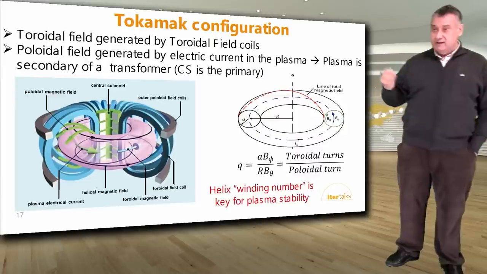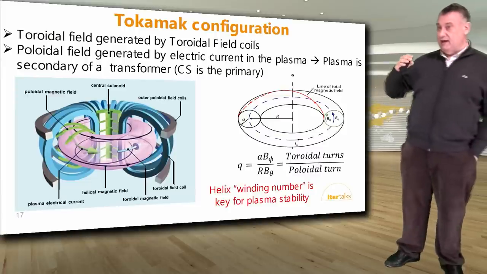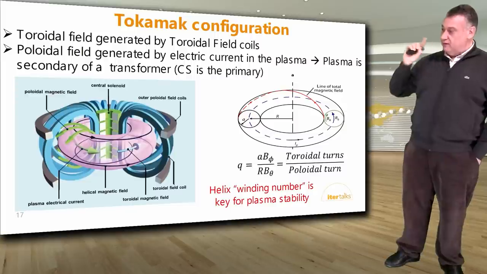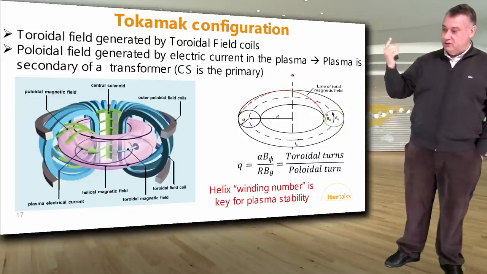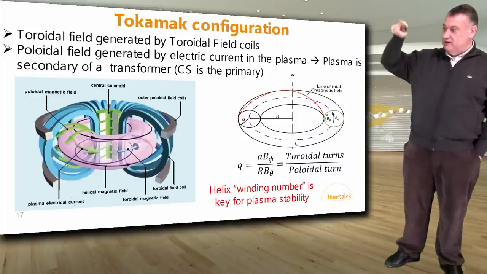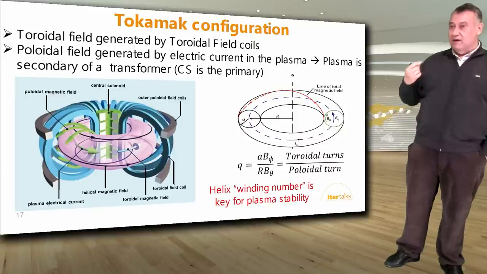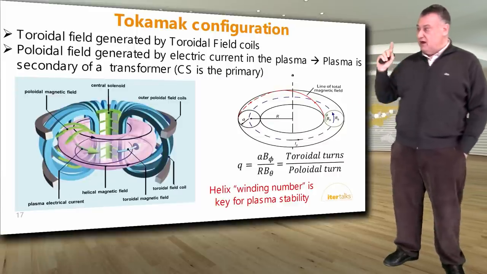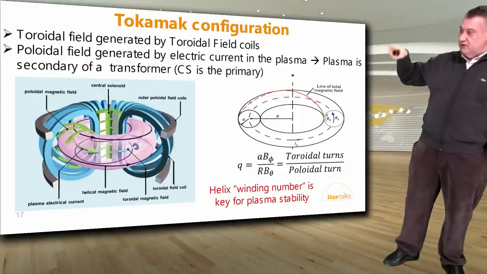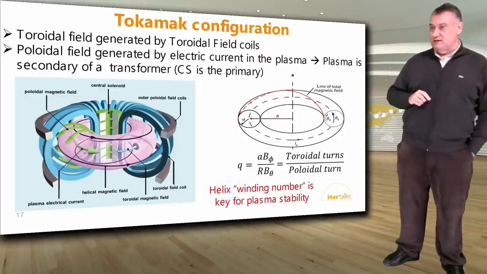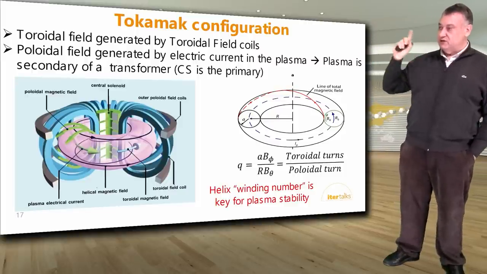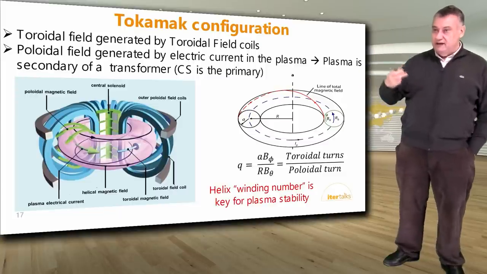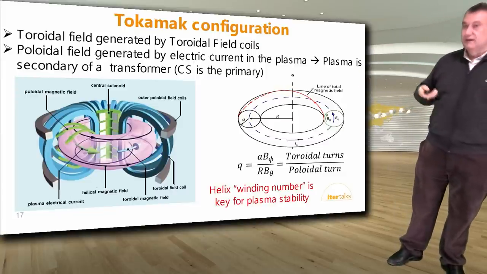Now, in practice, this produces, as I said, a helical field in a donut, where the field lines go around in the toroidal direction of the donut, and also in the poloidal direction, making a helix. And one of the things which is very important for the stability of a tokamak plasma is how many turns it makes in this direction, compared to how many turns it does in this direction. When the turns in this direction are not sufficient, then the plasma becomes unstable. And this is a very key parameter for the operation of a tokamak.